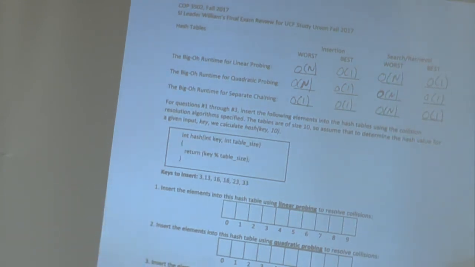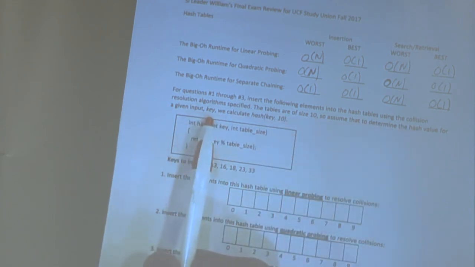Okay. So is everyone fine with that? Okay, awesome. So for the next questions, I'm going to ask you to trace through some insertions. So insert some elements into the hash table using the collision resolution policy that we've specified. The table is of size 10, so assume that to determine the hash value for a given input key, we calculate the hash value using this function.